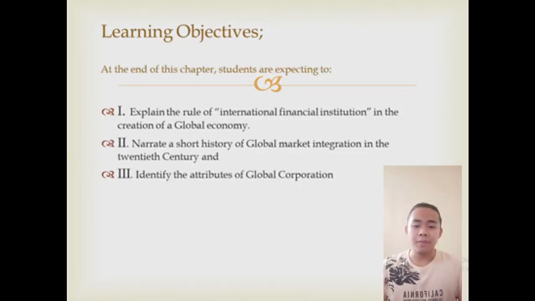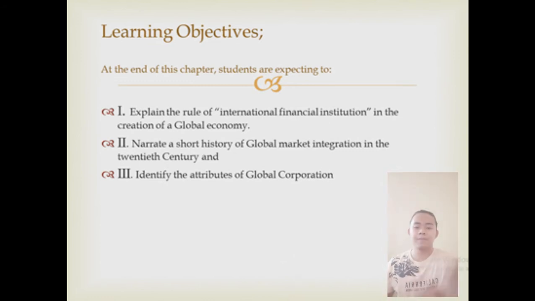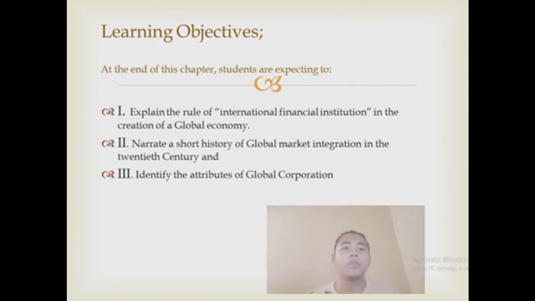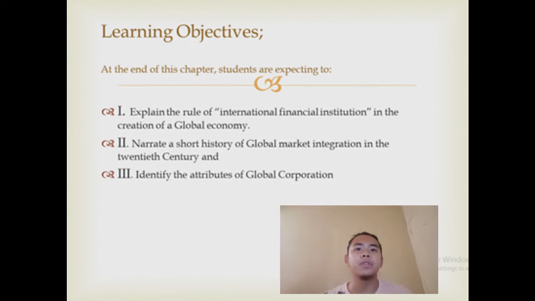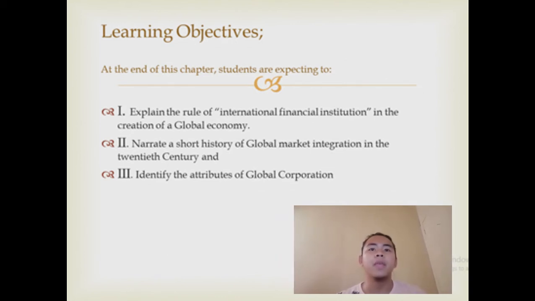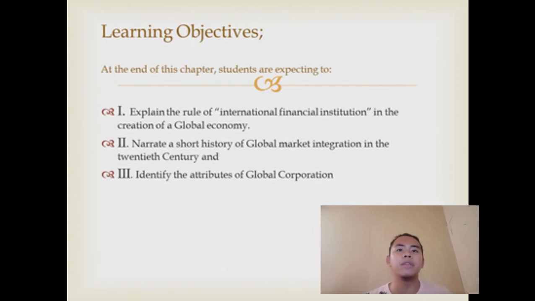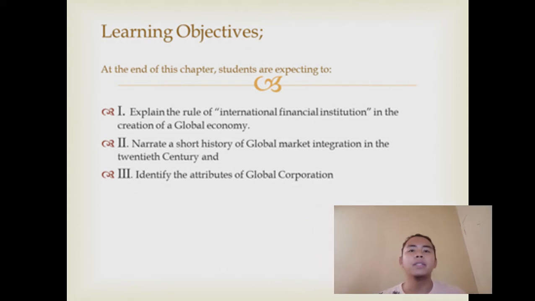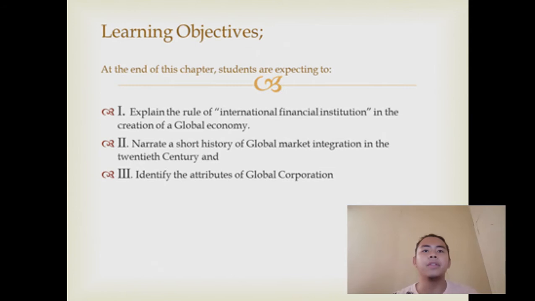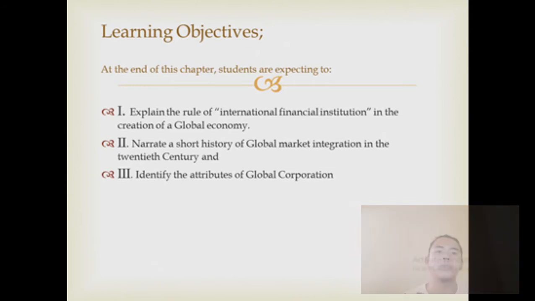At the end of this chapter, students are expected to, first, explain the role of international financial institutions in the creation of a global economy. Second, narrate a short history of global market integration in the 20th century. And last, identify the attributes of global corporations.